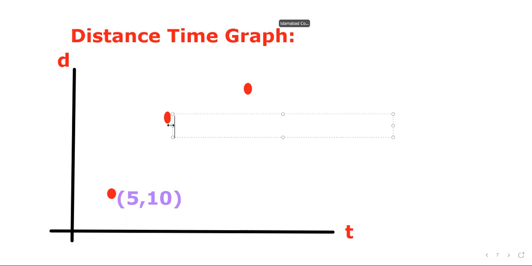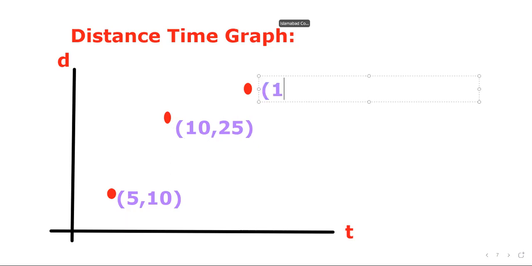For this interval, suppose the time taken is 10 seconds and the distance traveled is 25. For example, for this interval the time taken is 15 seconds and the distance traveled is 35. So now let's calculate the gradient of each interval.